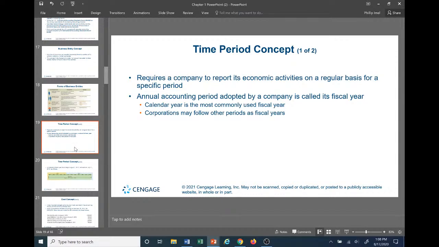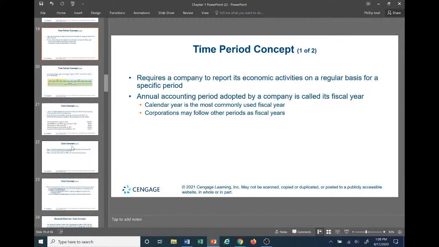Okay, now let's talk about the time period concept. Pretty much, the time period concept requires a company to report its economic activities on a regular basis for a specific period. What do we mean here? It means in order for us to evaluate the performance of a company, it needs to be broken into periods. Usually it's going to be a fiscal year, like a calendar year, the most commonly used fiscal year, because a year is usually the accounting period.